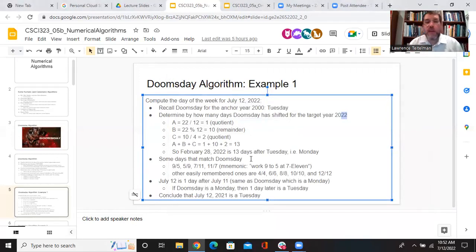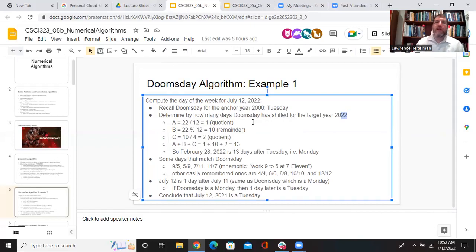Okay, so what does that mean? It means that in the 22 years since the year 2000, the Doomsday has shifted by 13 days. So if Doomsday was a Tuesday in the year 2000, then in the year 2022, it's 13 days later, which is a Monday.